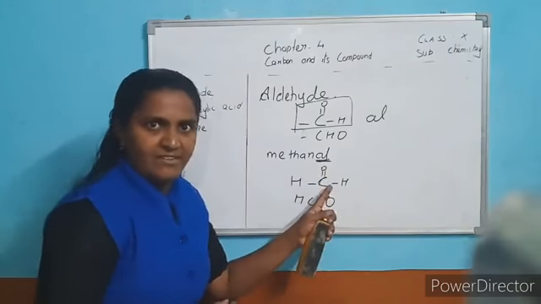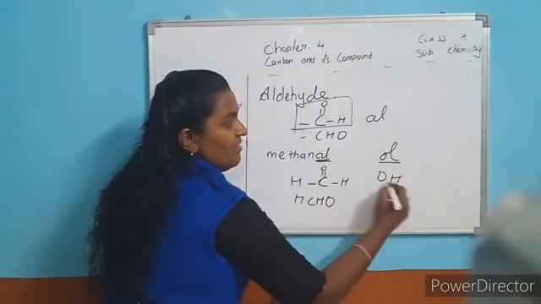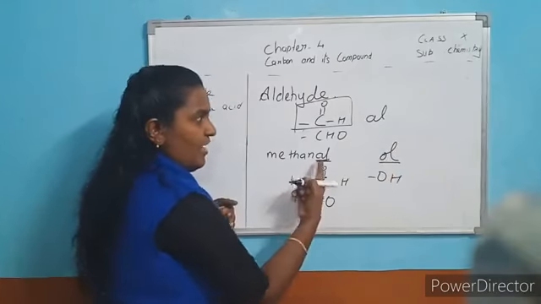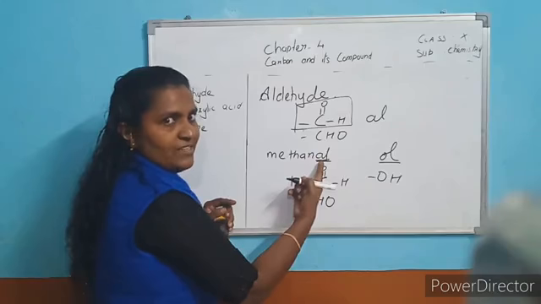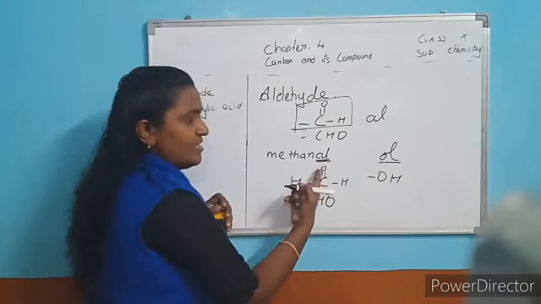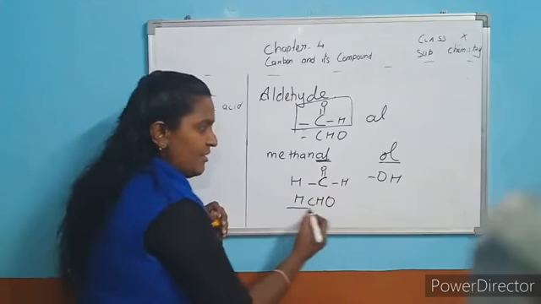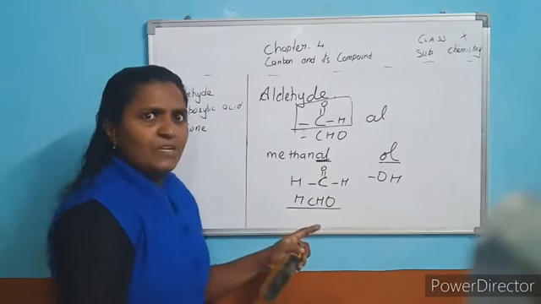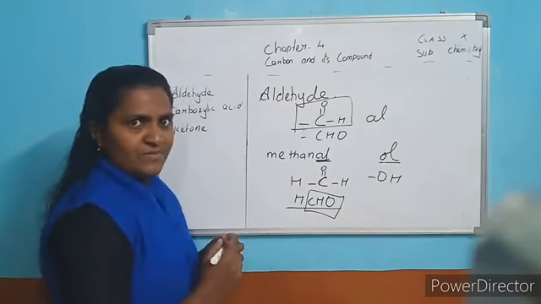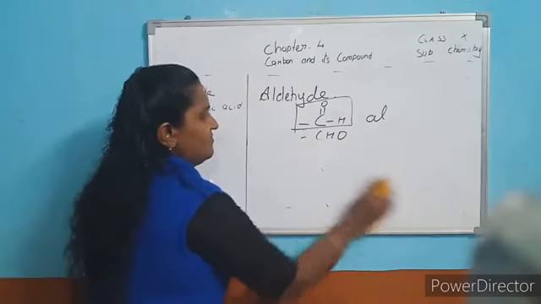AL means aldehyde. What is the meaning of OL? OL means alcohol. Alcohol is a functional group. Methanol, methanal, it is a difference, only one letter is a difference. The difference here is this is an alcohol group, this is an aldehyde group. And a question can be asked: here, which is the functional group? You got it right. This aldehyde is a functional group. Getting it? And the next example is ethanal.